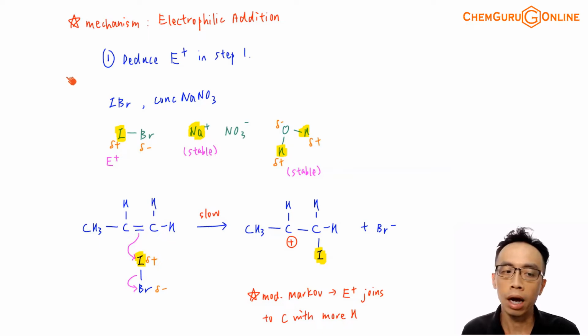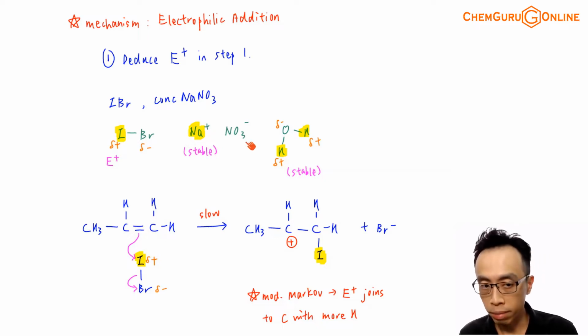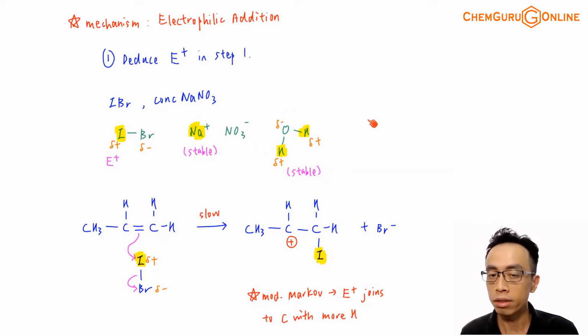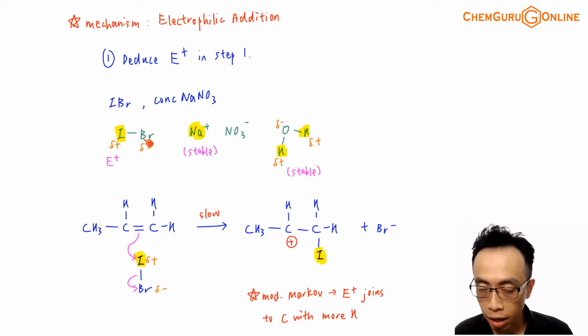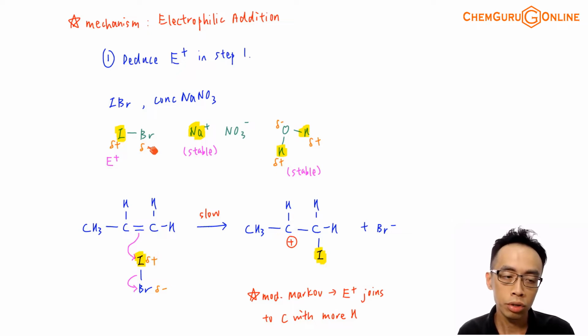So we have IBr, we have concentrated sodium nitrate, that means IBr is present. We have Na+, we have NO3-, and we also have water. Since this is concentrated, water is present. Involving electrophile, we understand that it has to be either positively charged or partial positive charge. If I consider IBr, because bromine is more electronegative than iodine, the charge on my iodine will be a partial plus. Bromine has a partial minus charge, so iodine can function as an electrophile.